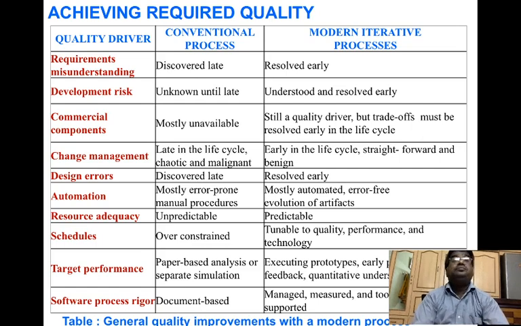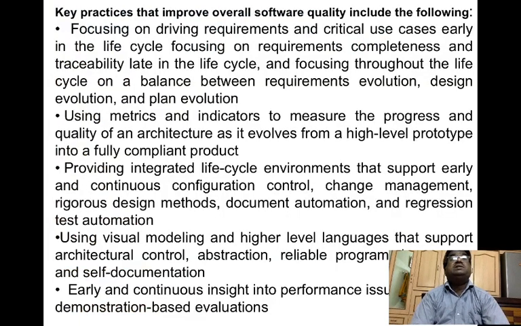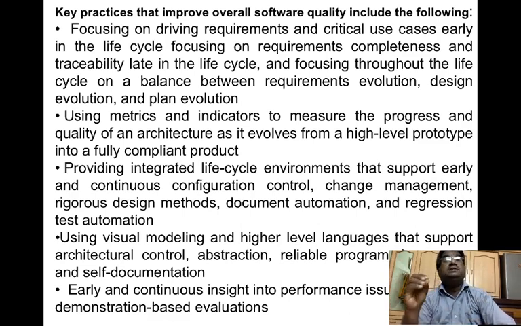Okay, right. See, key practices to improve overall software quality include the following: focus on driving requirements. All requirements you should analyze very easily. Using metrics and indicators should be followed. Provide integrated life cycle environments. Visual modeling and higher level languages are to be used. Early continuous insight into performance through demonstration based evaluations is done easily, so that quality will be achieved by following these things.